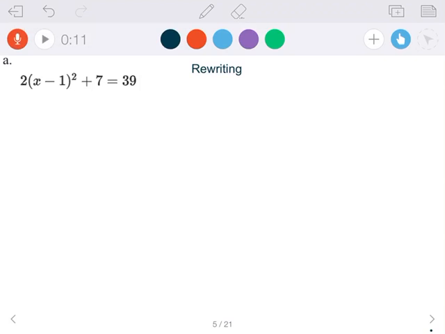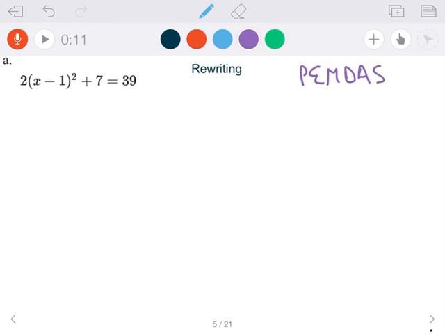When we use this strategy, what we're thinking about is that idea of PEMDAS, right? That we want to solve things using the order of operations or rewrite things using the order of operations. And so in this problem A, we have a lot of things happening here. If we look at it, we're multiplying the 2, we're subtracting the 1 in the parentheses, we're squaring the x minus 1, we're adding the 7. There's all kinds of things happening. And so what we need to think about is the PEMDAS.